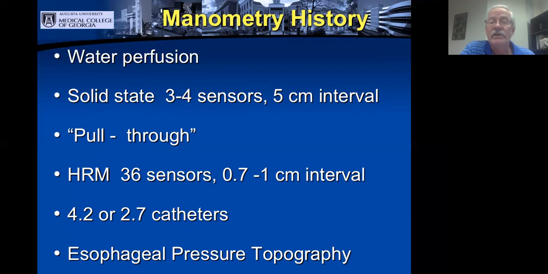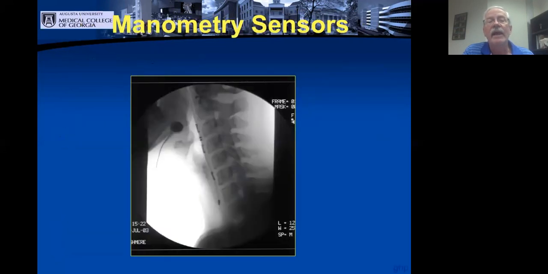Now, with high-resolution manometry technology, we have 36 sensors, which, depending on the type of catheter, can be 0.75 centimeters or 1 centimeter apart from one another. There are 2 standard catheters, 4.2 or 2.7 diameter, and this allows us to go from the data acquisition of high-resolution manometry to the 3-dimensional esophageal pressure topography, which we'll be using and highlighting this evening.